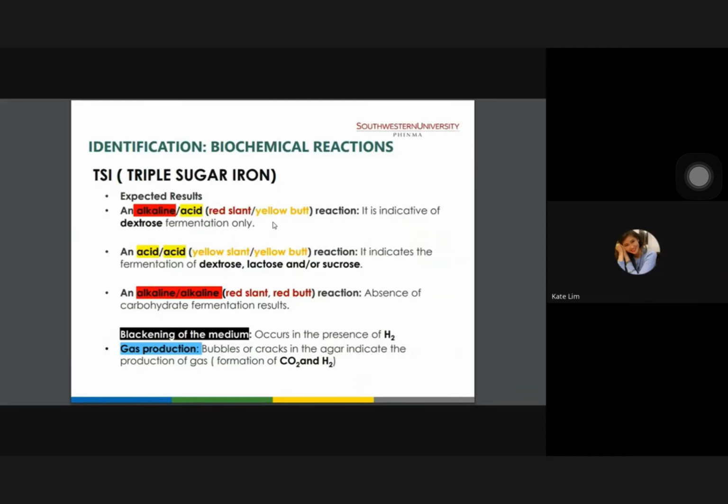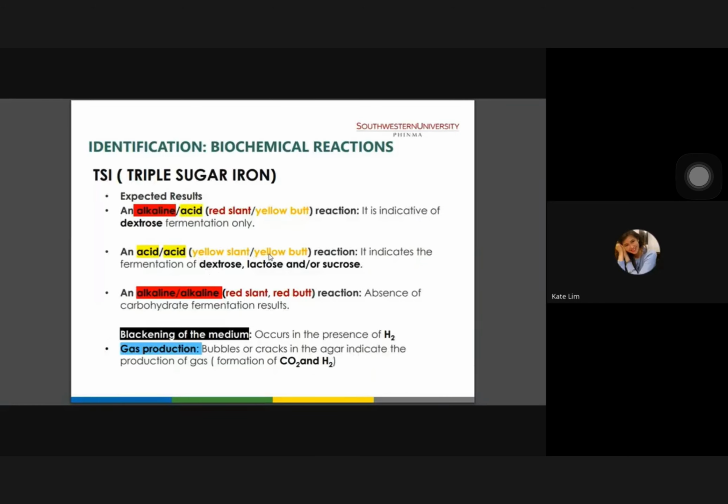This would tell you that only glucose fermentation has happened, or the bacteria ferments only glucose. Do not be confused. Dextrose is also glucose. They are the same. How about acid over acid? Just put there A over A. I have provided a student's guide on our laboratory. Please study that one. So that's A over A. That's yellow over yellow. So if you put A over A, your slant is a yellow slant.